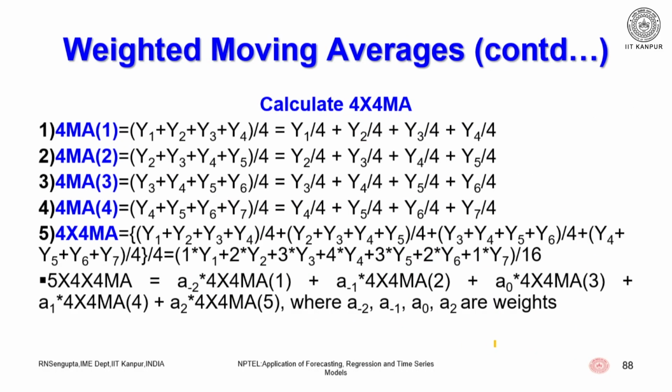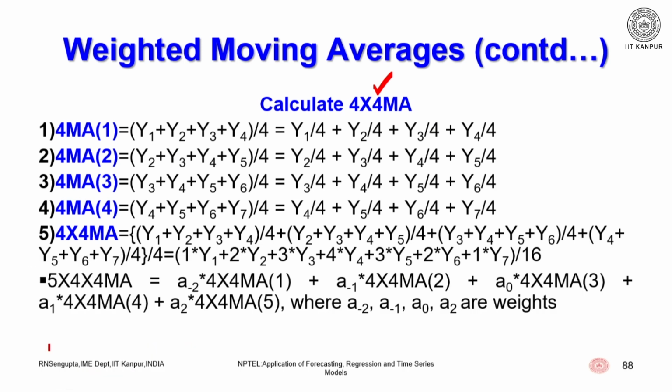Now, let us go through the nuances of different types of moving average weightages, and they would be clarified as we proceed. So, consider first we want to find out 4 into 4 moving averages. These two 4s have significance. What is the first 4? The first 4 is that you are taking the moving averages for 4 months. And what is the next 4?